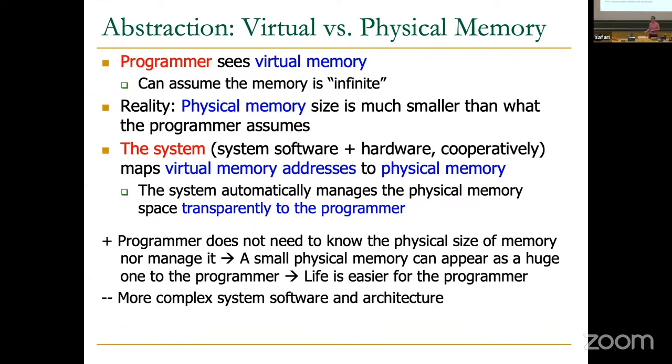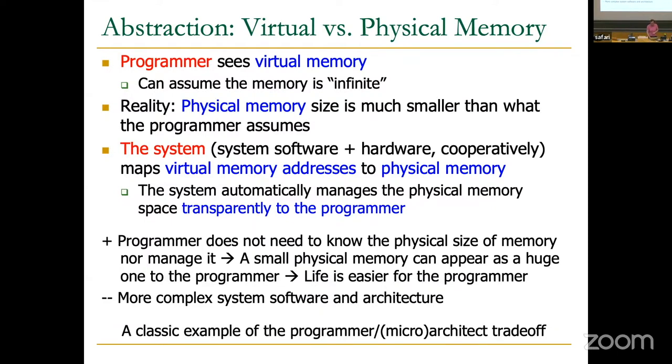But of course, the downside is somebody needs to pay the cost of actually making this work, and that's the system software and architecture, essentially the microarchitect and the system designer. And this is a classic example of the programmer versus microarchitect trade-off, right? You make the programmer's life easy by making the microarchitect's life hard. Precise exception is another example, right? We retire instructions in order, and we have to pay the cost of doing so.